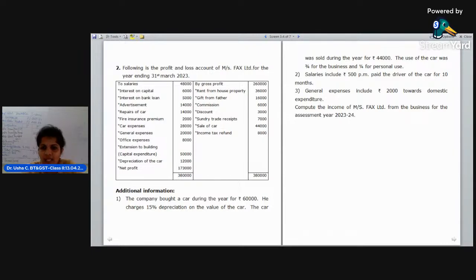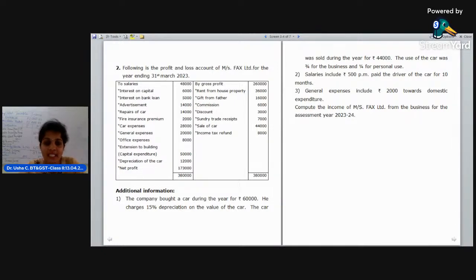Now, understood? Okay, look into the problem. So now we have come across the credit side of the account, correct? Now we'll quickly move to the additional information. I'll just analyze this additional information.